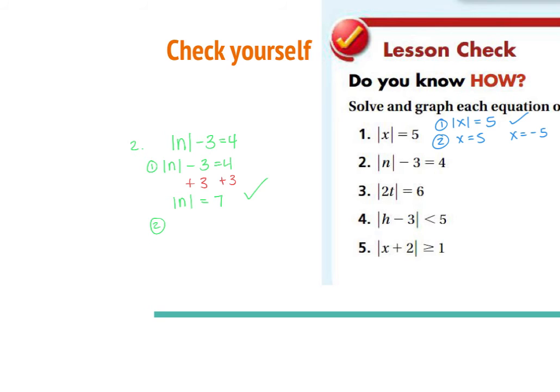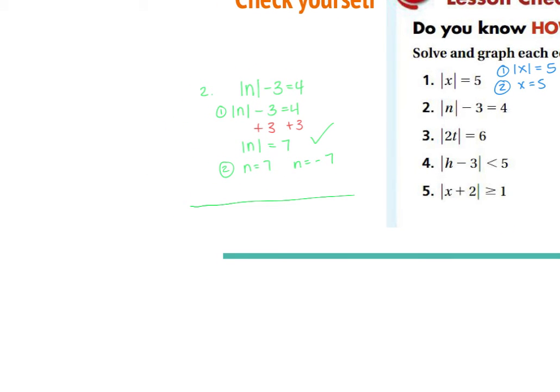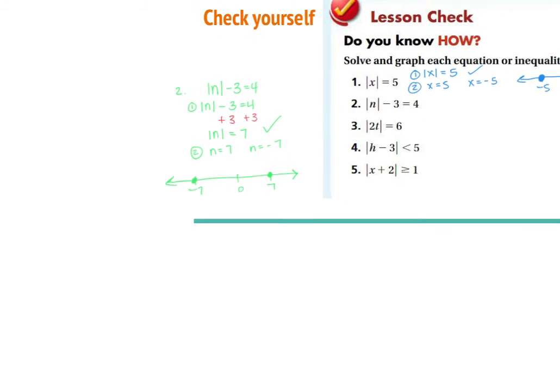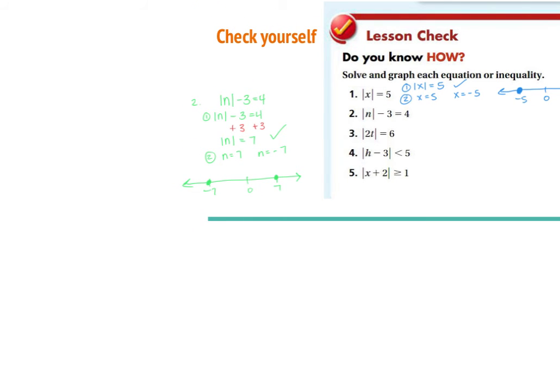So step number 2, we're going to write a positive solution. So n equals 7 and n equals -7, our negative solution, okay? And if we want to graph this, which we do, here is 7, here is -7, here is 0, and n can be both of these. So we're going to shade them in as closed dots. Remember, no shading of the number line occurs because it's an equation, right? It's not an inequality, all right?